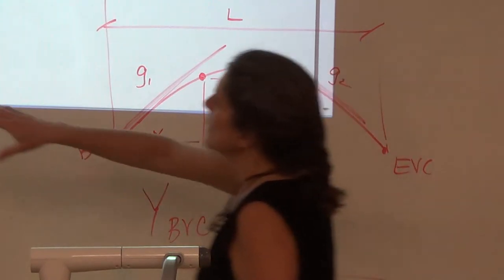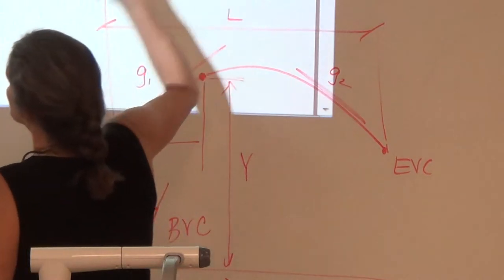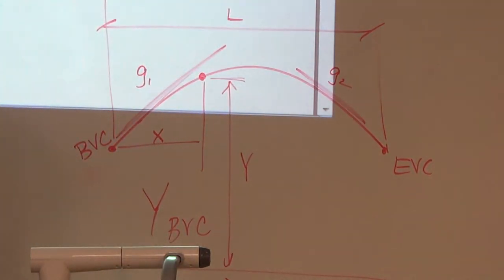Okay, let's pull this down. X we know is the horizontal distance from the BVC and stations to any point. G1 we know.